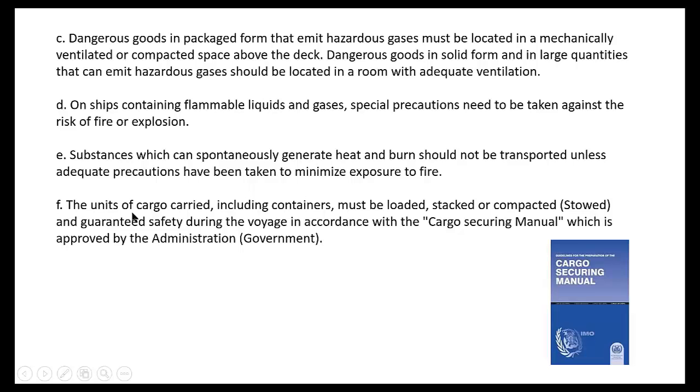And the units of cargo carried, including containers, must be loaded, stacked, or compacted, or stowed, and guaranteed safety during the voyage in accordance with the cargo securing manual. So there will be another document, another reference or manual that must be followed, which is approved by the administration or the government. So this is the cover of the cargo securing manual by IMO.